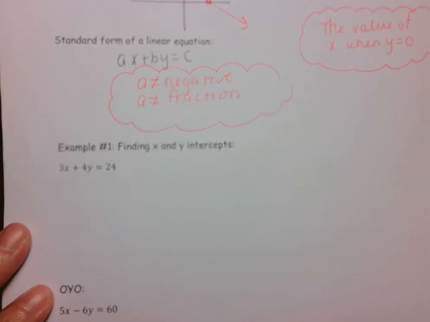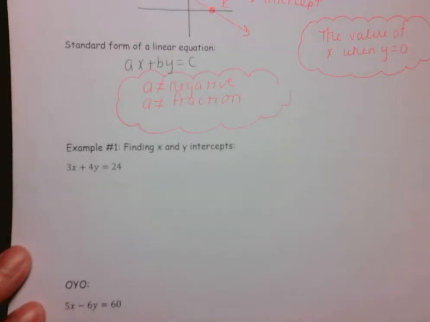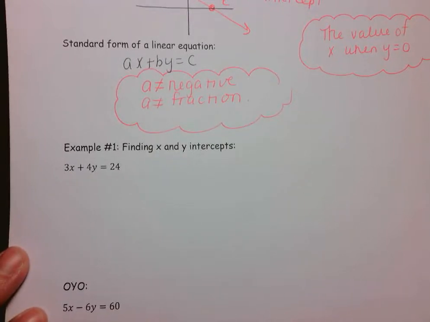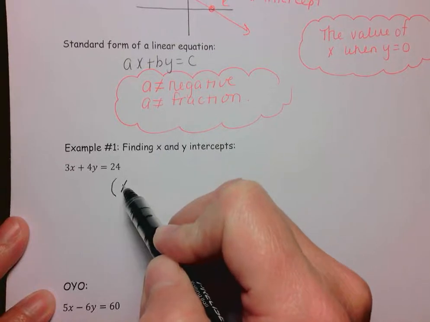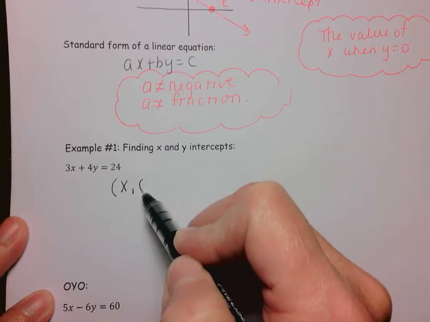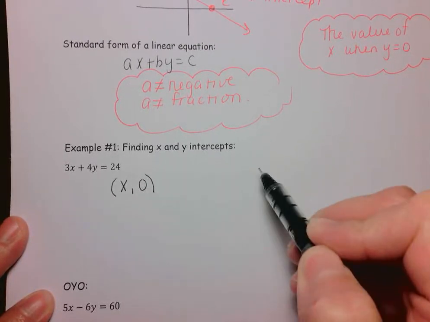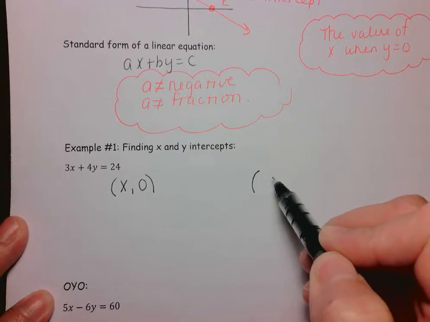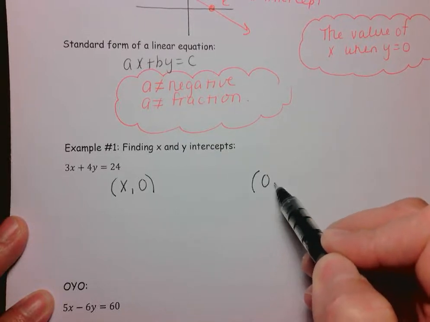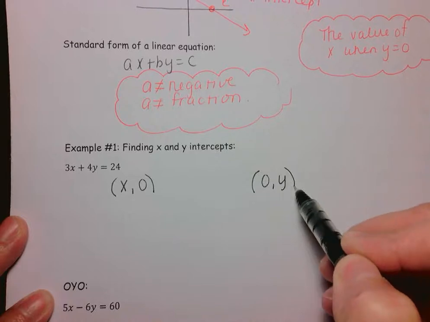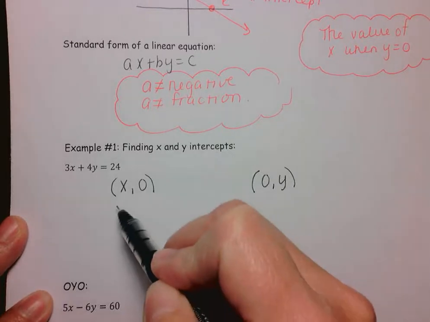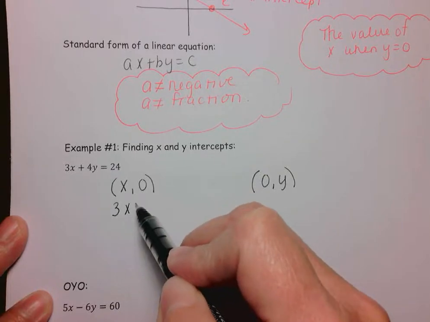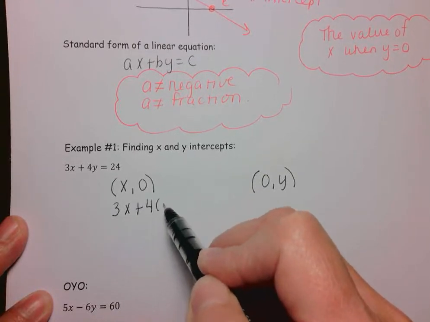So now let's talk about how to find x and y intercepts. So remember what I said. I said the x-intercept is the value of x when y is 0, and the y-intercept is going to be the value of y when x is 0. So what do I do to find the x and the y-intercepts? Well, to find the x-intercept, I set y equal to 0.